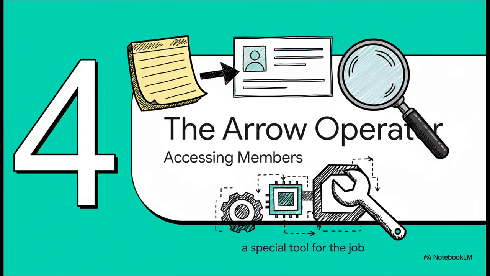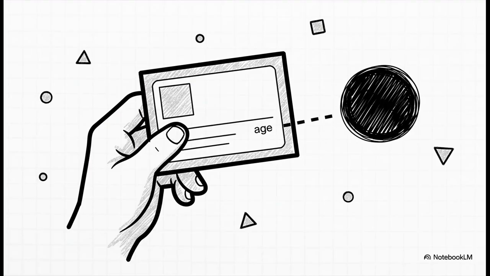So, you've got your sticky note pointing to the right contact card. How do you actually read the name or the age off that card when all you're holding is the sticky note? Well, you can't just barge in. You need a special tool for the job. Now, if you were actually holding the contact card, the struct instance itself, directly in your hand, you'd just use the dot operator. You'd say myperson.age to look at the age field. It's simple, it's direct. You've probably done it a million times.